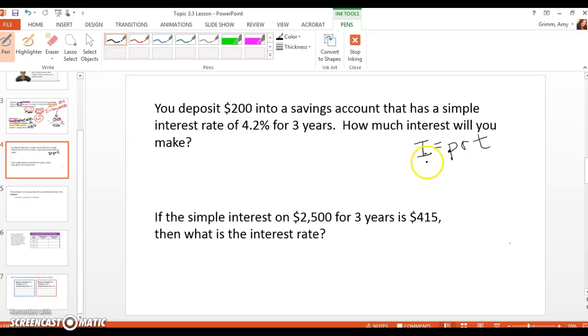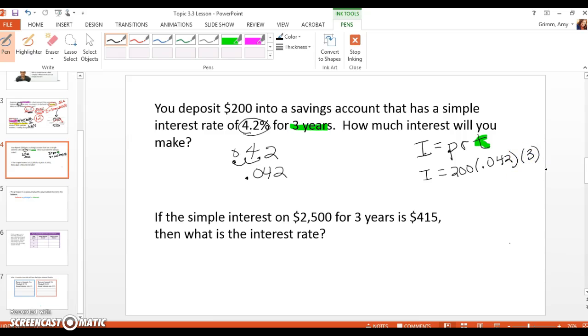So we are looking for the interest, so we're looking for the I, so we're going to keep the I there. The principal, again, is what we start with, so that's 200. The rate is 4.2, but we have to change that into a decimal. So remember, we're going to move this 2 times. So my decimal is 0.042, so I'm going to put in times 0.042. And then the T stands for the time, which was right here, so it was in 3 years. That's my T, and so I'm going to plug that in for 3.